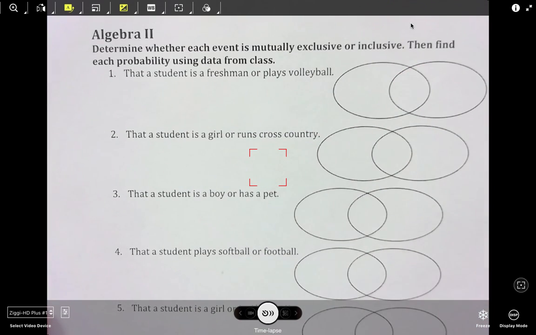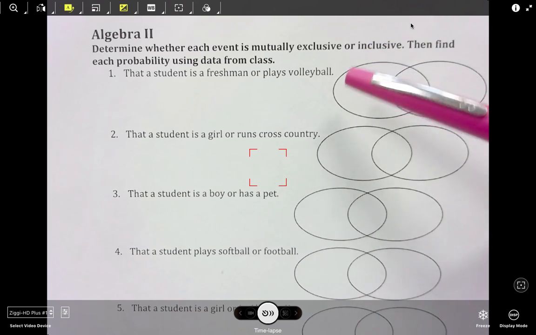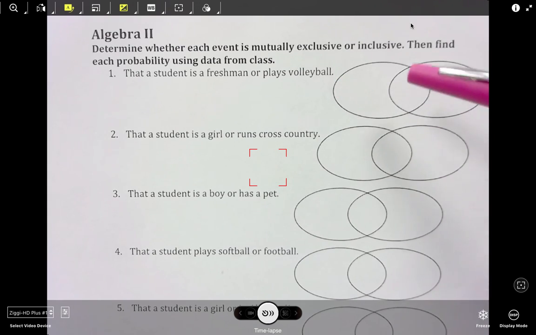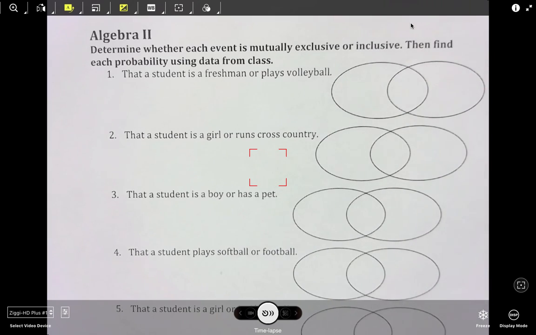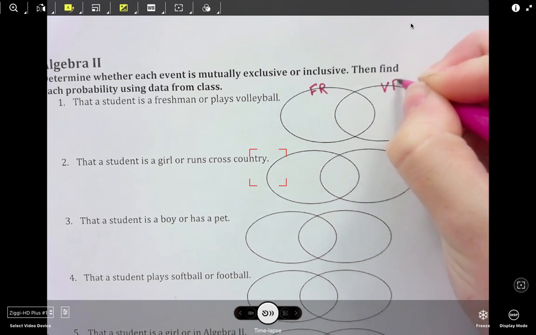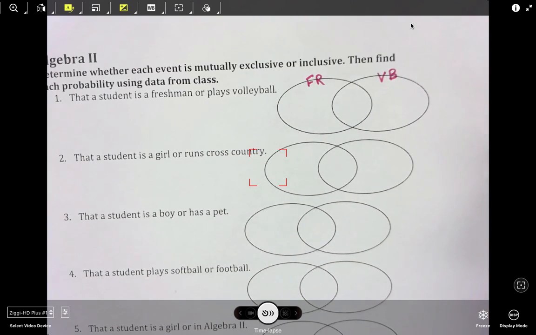So I'm going to do a couple of these with you, and these involve the students that are in your class, like the 8th period Algebra 2 class right now, and I have a list of those. I'll put that up on the screen here in just a second. I've given you these Venn diagrams, kind of like what we did yesterday. This is one side of the probability that we're talking about, this is the other side, and this is the category that both of them, that they're in both categories. So the first one, that a student is a freshman or plays volleyball. I'm going to label this one as freshman, and this one is volleyball, and then this one would obviously be both of them.